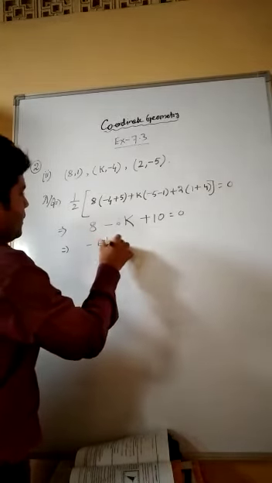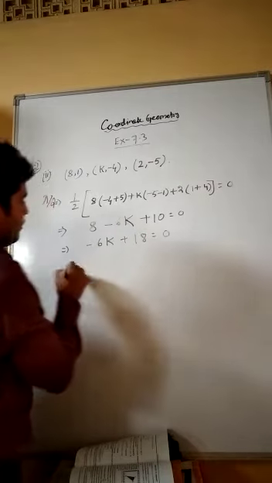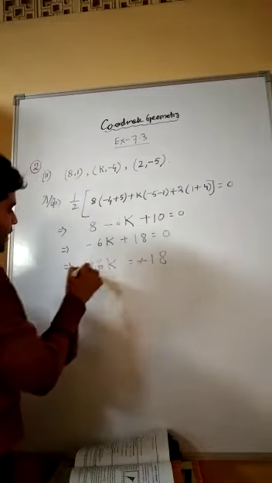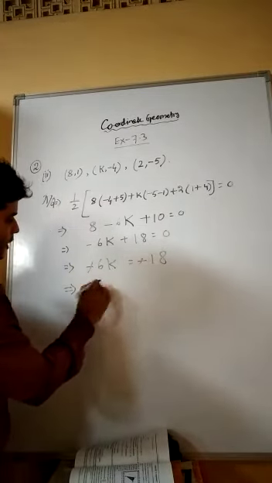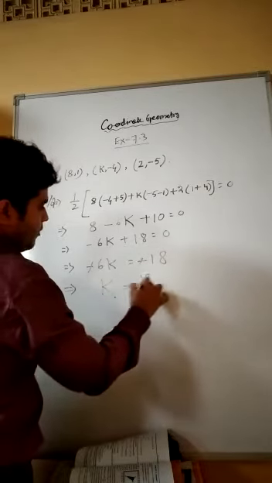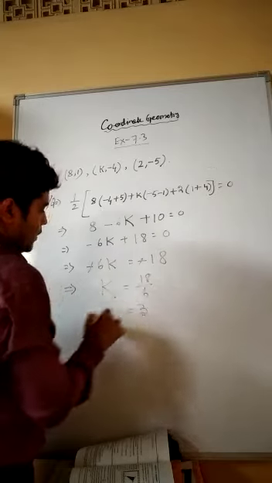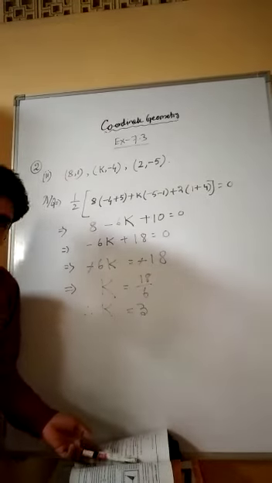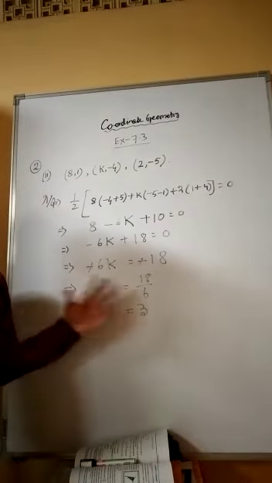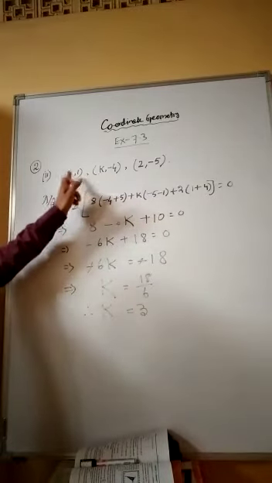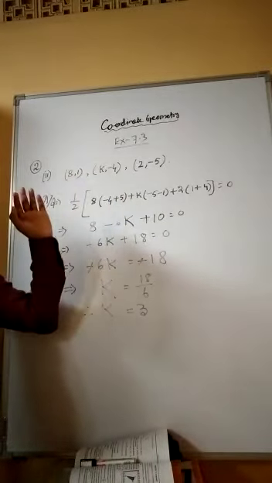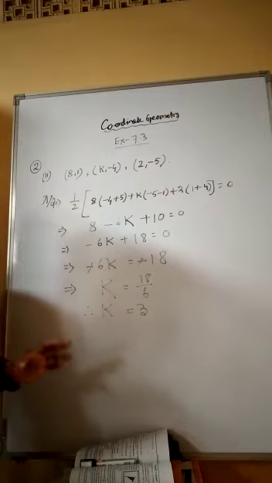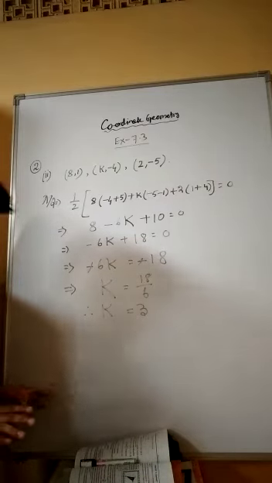So minus 6k, plus 18 will be 0, and then minus 6k equals minus 18, both sides minus can cancel. So k equals 18 by 6, which ultimately will be 3. Therefore the value of k is 3. That means if you put 3 here, then these 3 points are collinear. Using those 3 points, we will not get a triangle. Understood? I think it is very clear. No confusion.